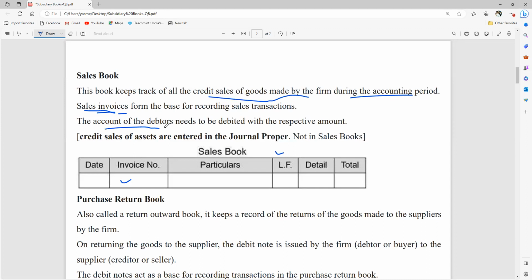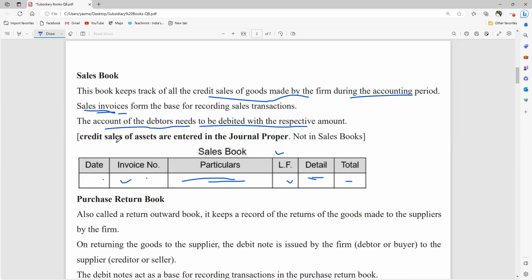The account of the debtor needs to be debited with the respective amount. So here the account of the debtor, if we assume we have sold goods to Mr. Mahesh on credit basis rupees 20,000, the Mahesh account needs to be written here with the detail and the amount of 20,000 rupees. Detail here means number of units sold, the price per unit, like that. The detail will be written here, the invoice number, the date, and ledger folio. Ledger folio is nothing but the page number of that particular ledger.